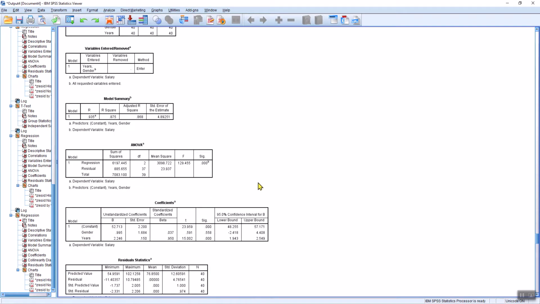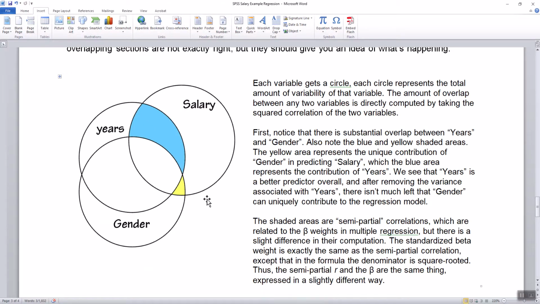Let me find that again. So the standardized beta coefficients right here, the 0.037 for gender and 0.95, that's a huge standardized beta coefficient, gigantic for years, and so we see that it doesn't really match the diagram. But this amount is generally the same thing as the beta weight.